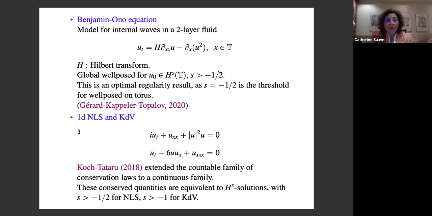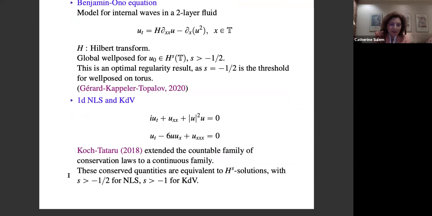Another problem that also received a beautiful advance recently is by Gérard, Kappeler, and Topalov. They studied the Benjamin-Ono equation. Benjamin-Ono is also an integrable system. It's one-dimensional, and it's a model that was obtained by Benjamin and Ono to describe long waves in internal waves in a two-layer fluid. It looks like KdV, except that the third derivative is replaced by the Hilbert transform applied to the second derivative. They proved global well-posedness for u0 in HS for s larger than -1/2, which is an optimal result, as s = -1/2 is again the threshold for well-posedness.